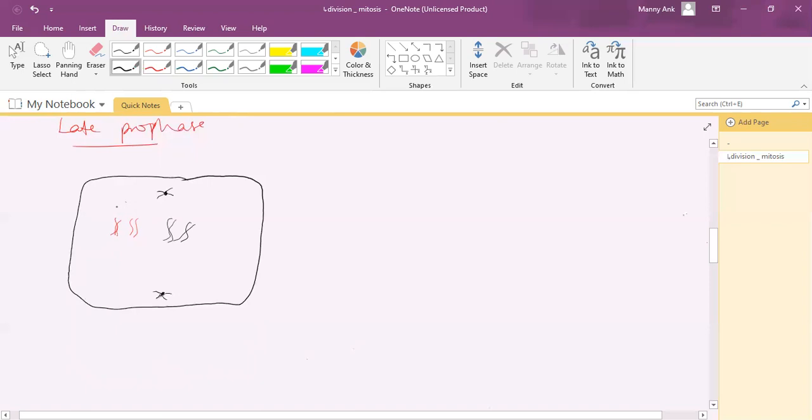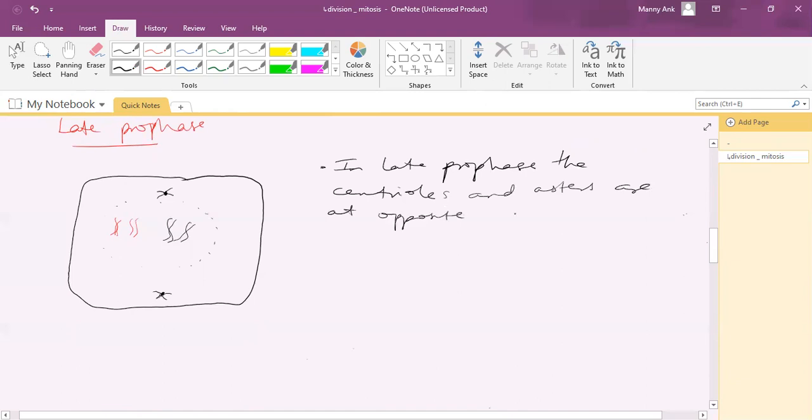Okay, so by that time, the membrane is almost gone. Nuclear membrane is almost gone. Okay, so let's write these notes here and say that in late prophase, the central and asters are at opposite poles.